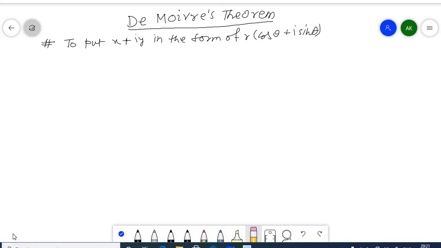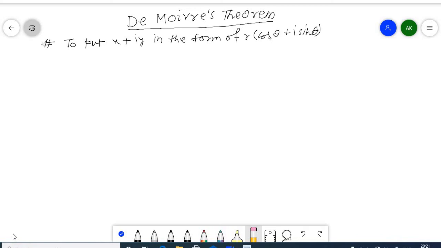I am Anant Kumar Mahato, PhD research scholar from Ranchi University. I am studying lecture series of BSc Trigonometry. The first chapter is De Moivre's theorem.